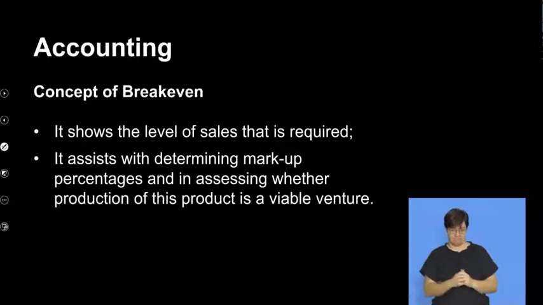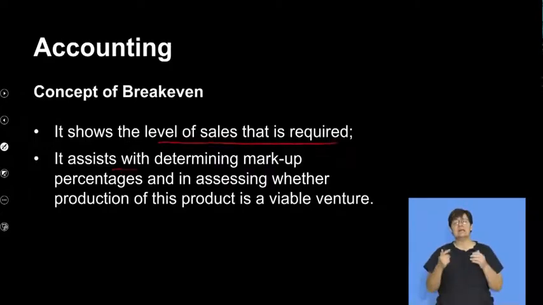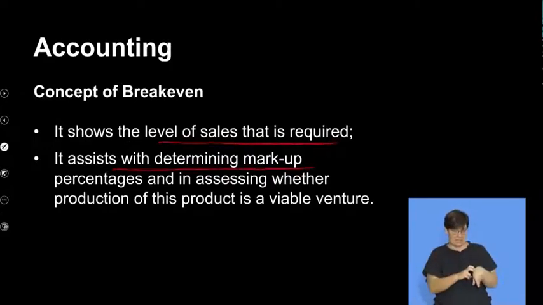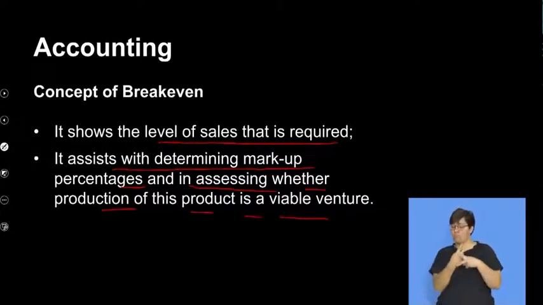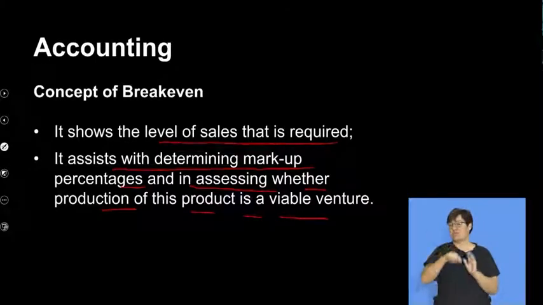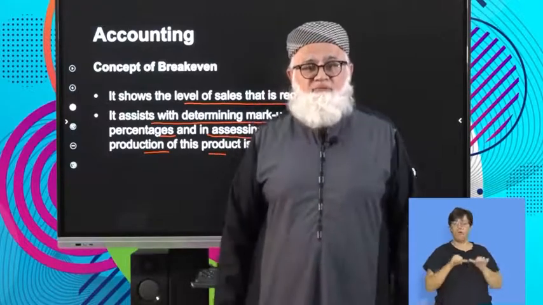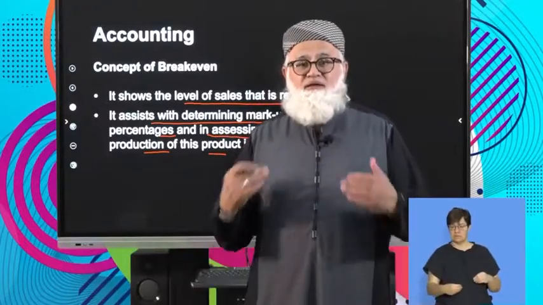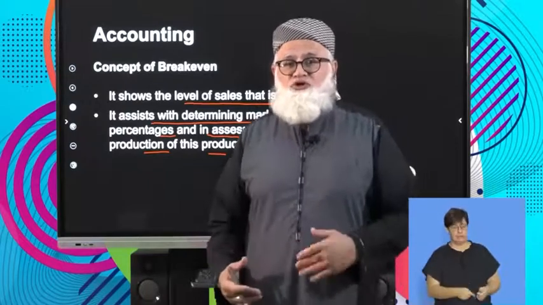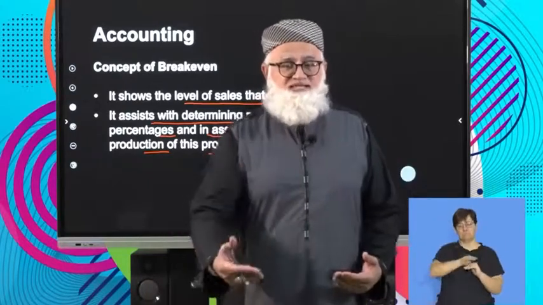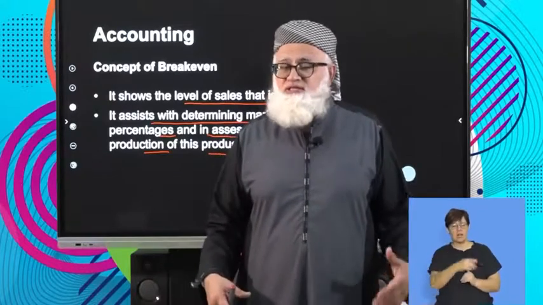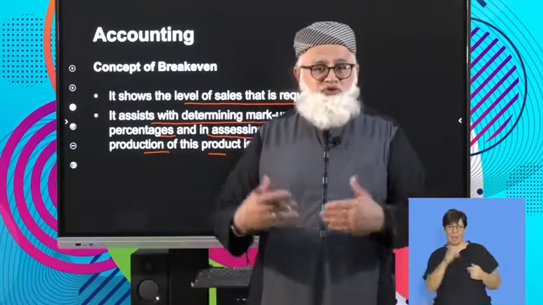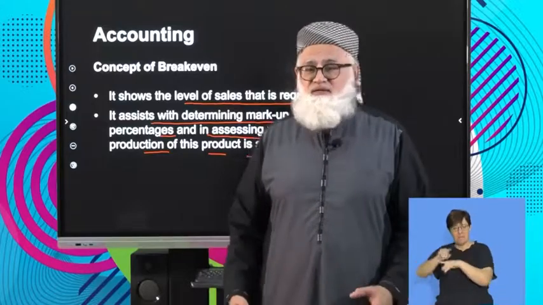Then it shows you the level of sales that is required. It assists with determining the markup, percentages, and in assessing whether the production of this product is a viable venture or not. Obviously, this will give you a clear indication whether it is viable to continue making the product. And that will then inform you as to what your markups have to be, what your percentage is, when you do those other financial indicators, when you're working out your percentage markups, you would see it would tie in with this here.